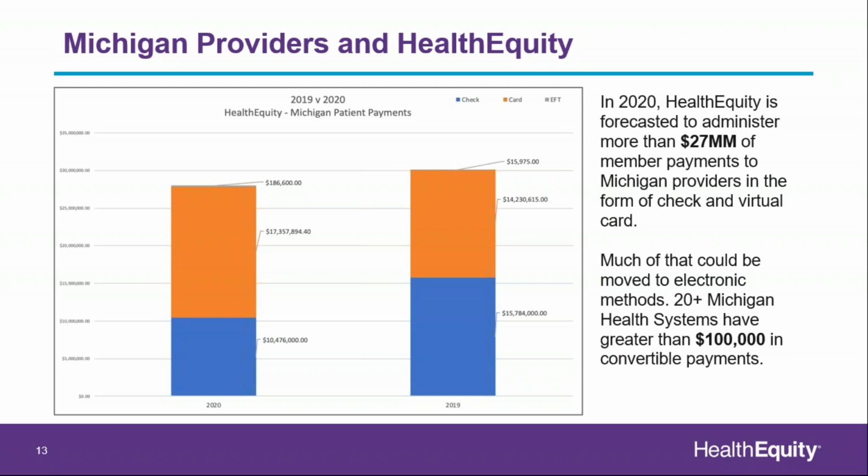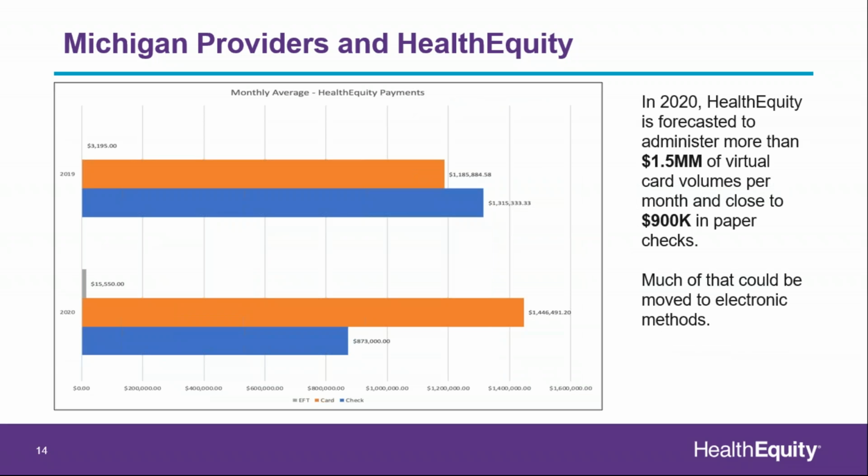If you can show us the next slide, Rob, you can see what this looks like on a monthly basis, just in the state of Michigan. We're moving about $2.5 million a month to Michigan providers in the form of check and virtual card. We can go to the next slide.